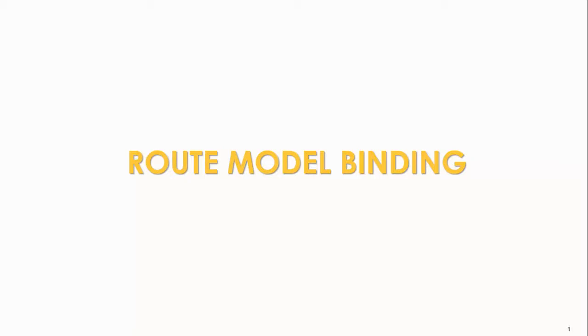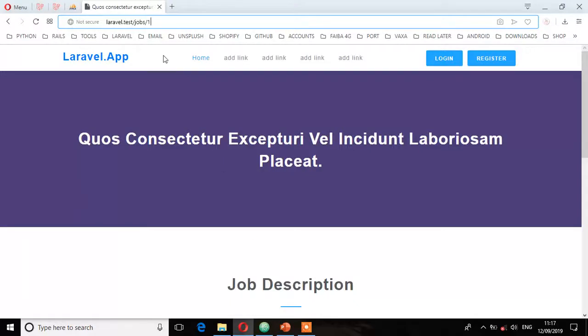With the implicit binding, you just need to pass an object directly into your controller, and then make sure that the name of the URL parameter in the route is similar to the object name you're passing into your controller. So let's see how this is done. For us to be able to have a URL that is SEO friendly for each specific job, we're going to be using Laravel route model binding.